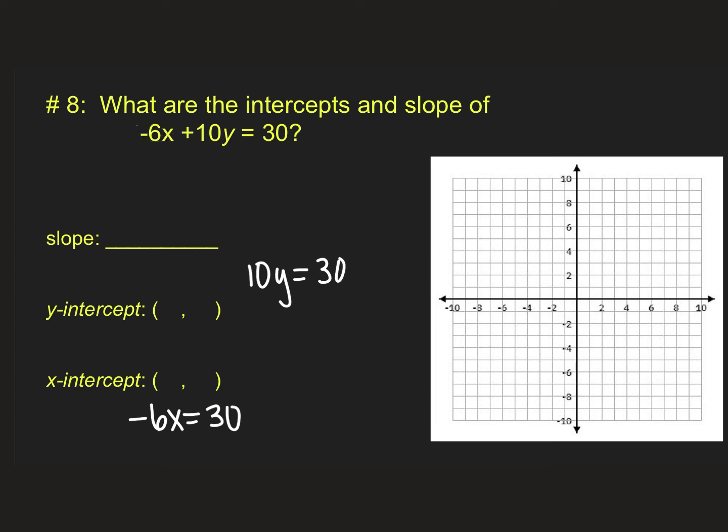So to solve for the x-intercept, we divide both sides by negative 6. And 30 divided by negative 6 is negative 5. The x-intercept has an x value, but it has a 0 for y. Okay, and I plotted that point right there. Now the y value, I divide both sides by 10, and I get that y equals 3. Now this is (0, 3).